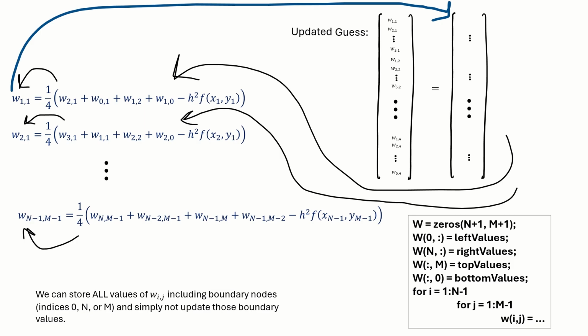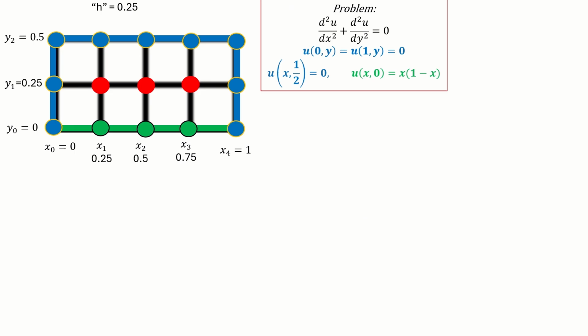Before we cover what to do with non-Dirichlet boundary conditions, let's go over an easy example. We have here a rectangular domain with x values from 0 to 1 and y values from 0 to 1/2. The boundary conditions are Dirichlet, and we've specified a value of 0 along the blue sides and a value of x times (1 minus x) along the green side. From this function, we can already say that w_i0 should be x_i times (1 minus x_i). The only nodes we need to determine the value of are the red nodes in the middle of the rectangle.